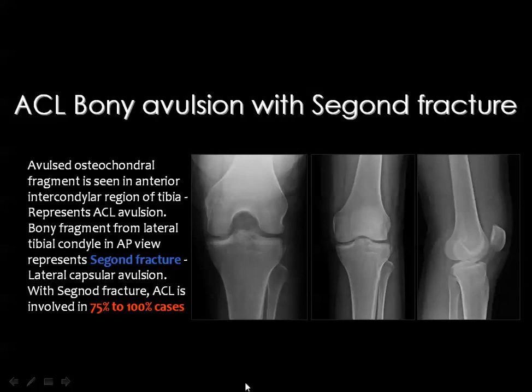Another sign is known as the Segond fracture. The Segond fracture is a very small sheet of bone which is avulsed from the lateral tibial condyle, which is best seen in the plain X-ray and can also be seen by CT, and is difficult to appreciate in MR imaging. This sign, the Segond fracture, is supportive of ACL rupture in about 75% to 100% of cases.